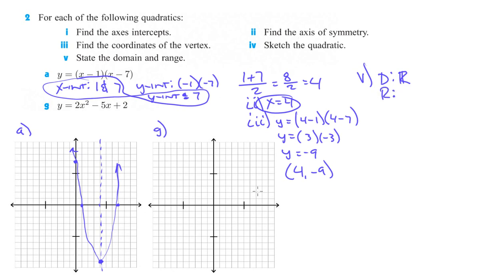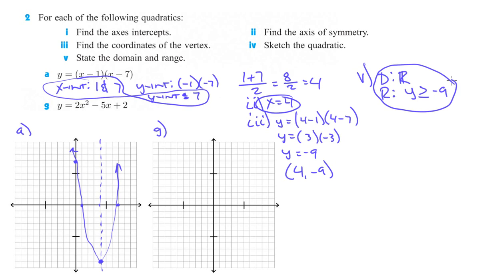And then the range, the lowest it ever gets is here at negative 9. So I'm going to do y and negative 9. And y is getting bigger and bigger and bigger. So y has to be greater than or equal to negative 9. And there's our domain and range for that one.